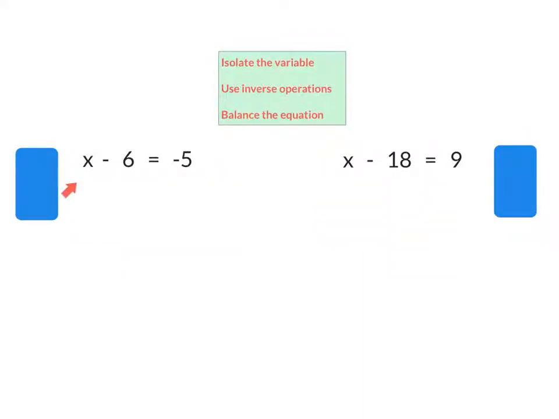All right, in my next example, I have x minus 6 equals negative 5. I'm going to isolate my variable x by using the inverse operation for subtraction, which is addition. So I'm going to add the opposite to the left side, which is 6, and whatever I do to the left I have to do to the right, so I have to add 6 to both sides so that my equation is balanced.